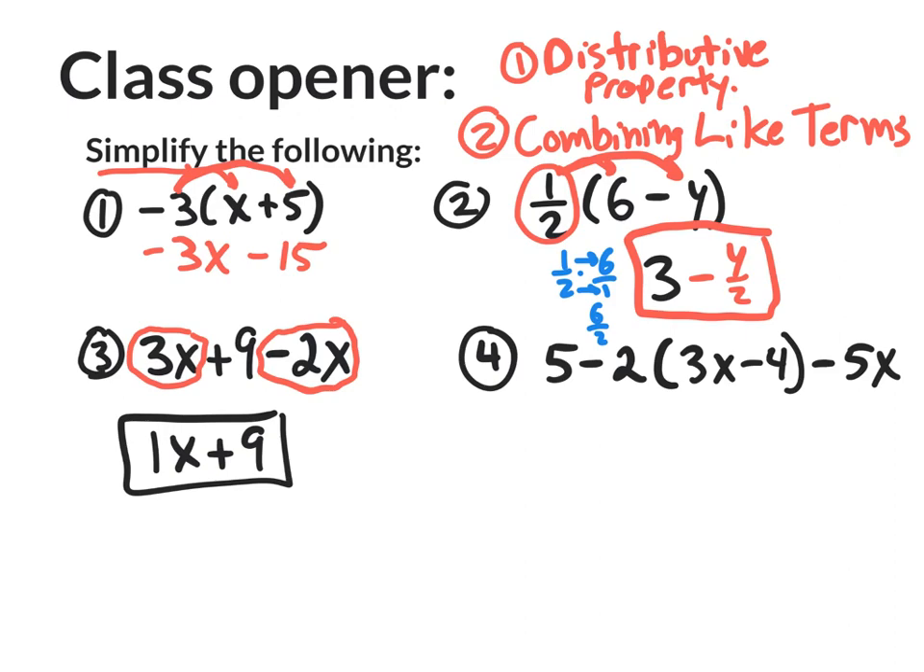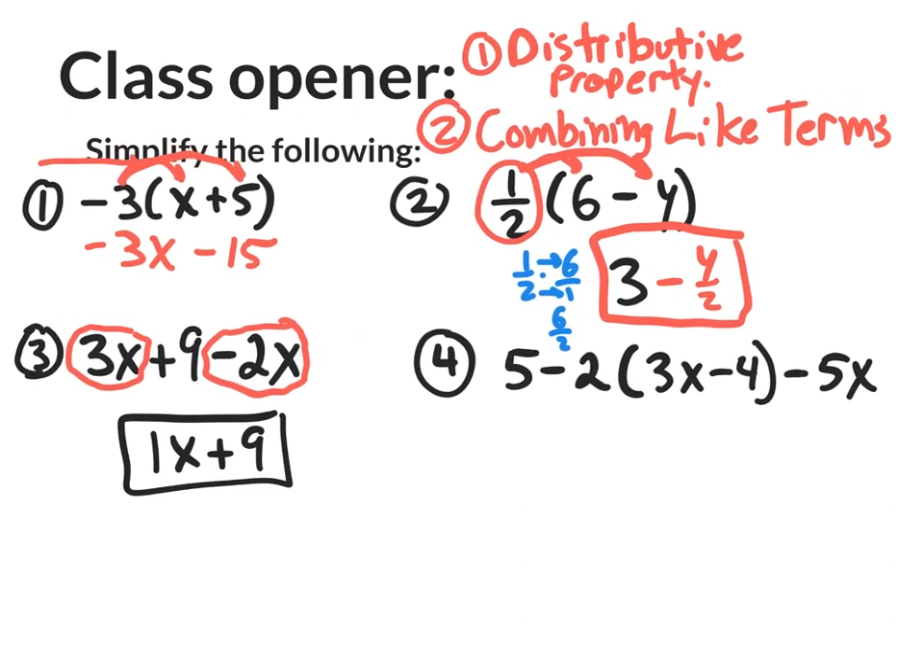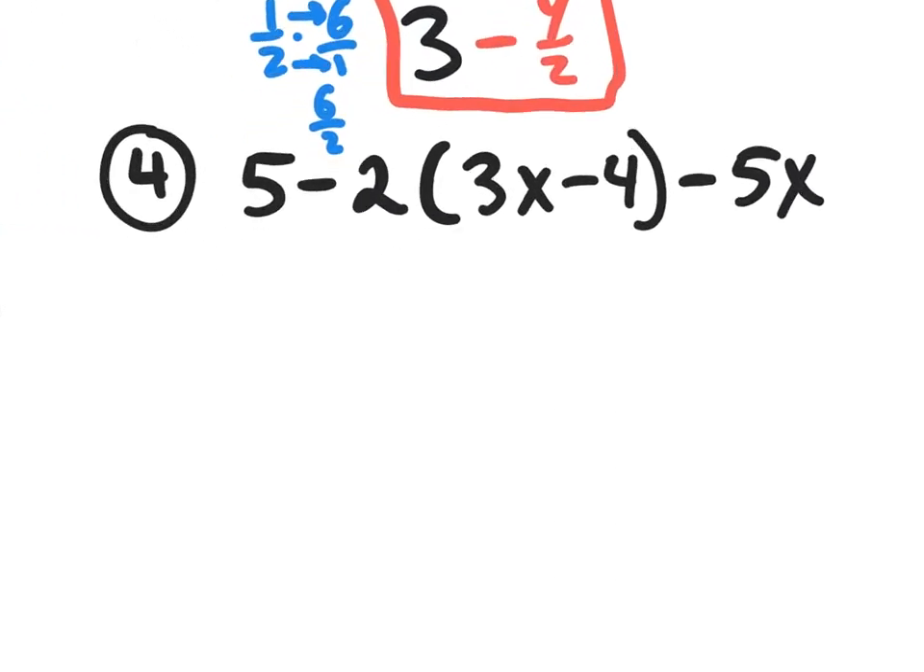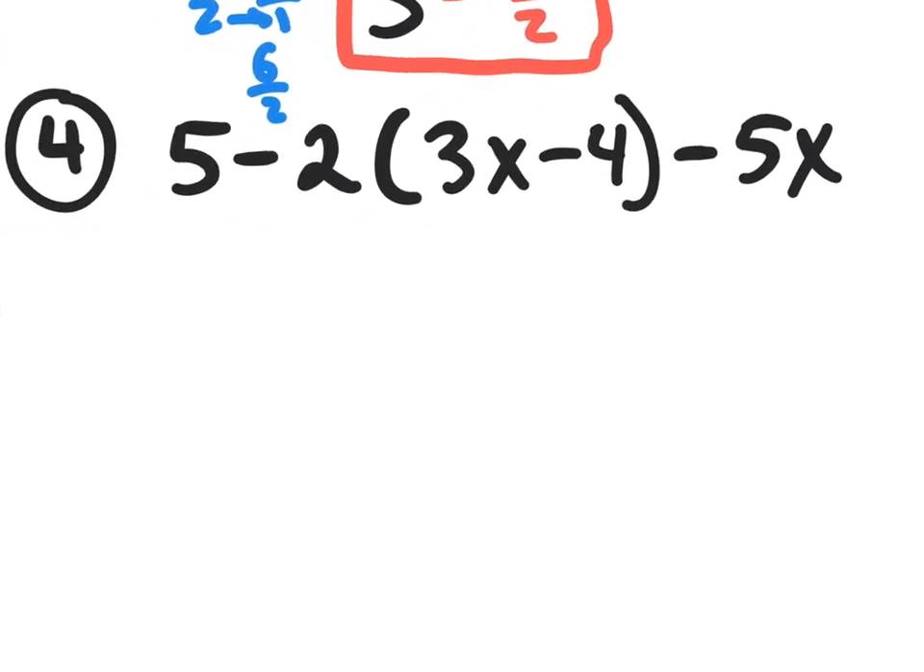Now number 4, that one's definitely fun because number 4 has both distributive property and combining like terms. So some people might make the mistake of thinking, oh, 5 take away 2 is 3. Wrong. Okay, you need to distribute first before subtracting or adding. So we will include that minus sign. That way it'll look like a negative 2.